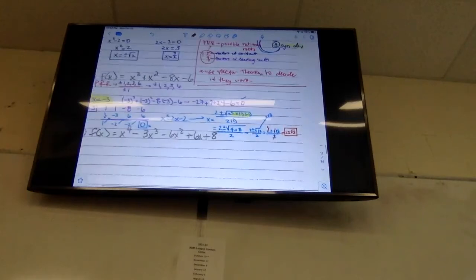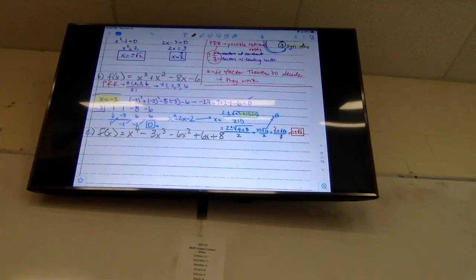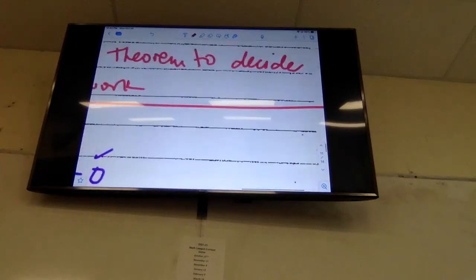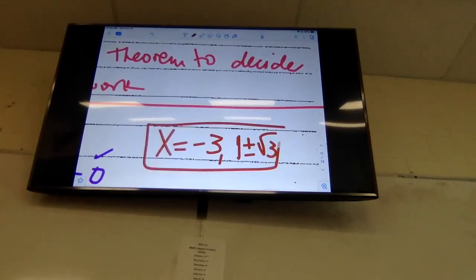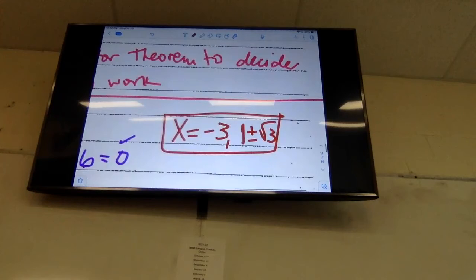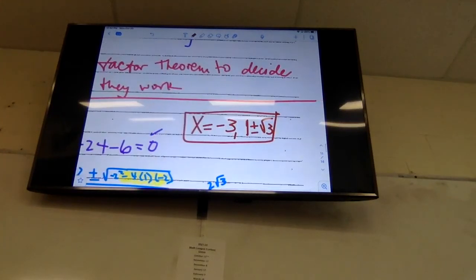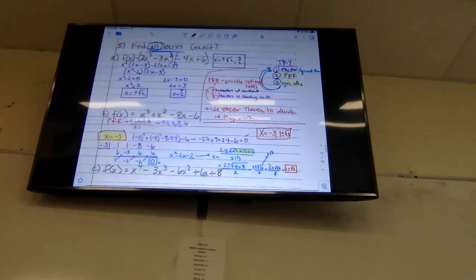Okay, so my zeros for this one were negative 3 and 1 plus or minus root 3. So I can even write that off to the side: x equals negative 3 and 1 plus or minus root 3. I don't think these are necessarily mathematically hard. It's just a lot of steps to keep in order and keep track of. All right, we're going to do another one a lot like that.